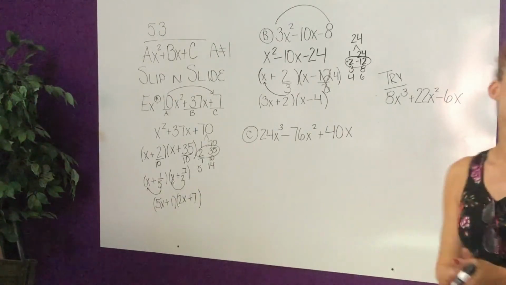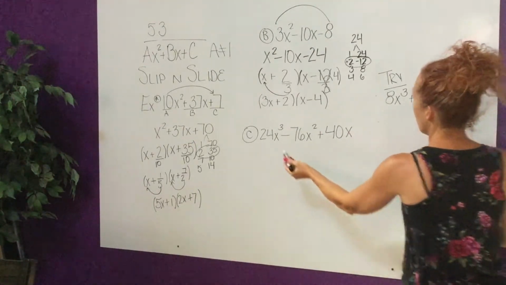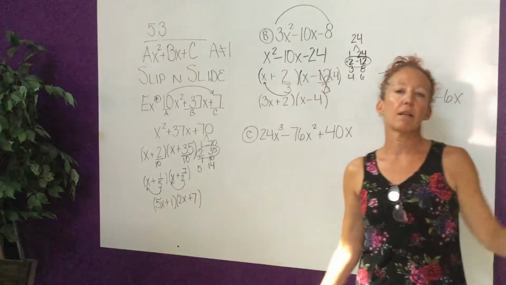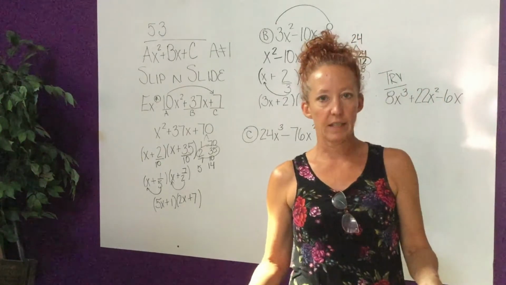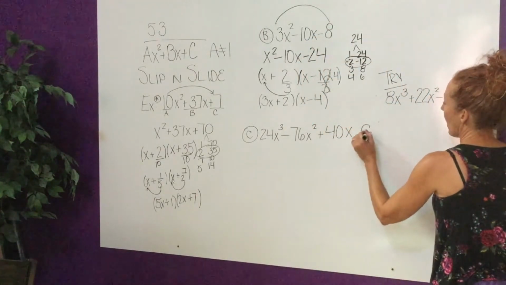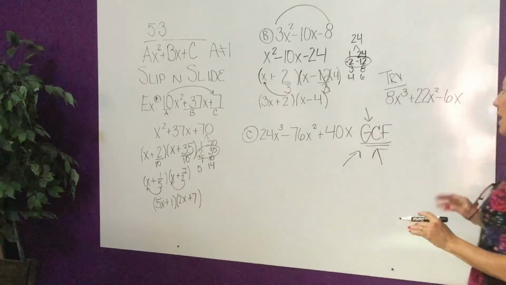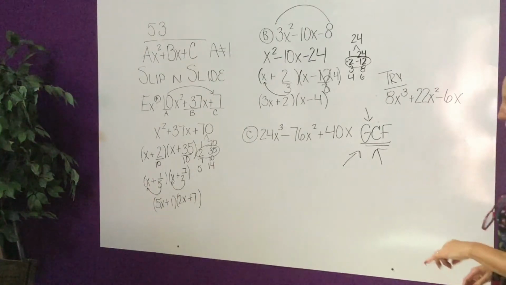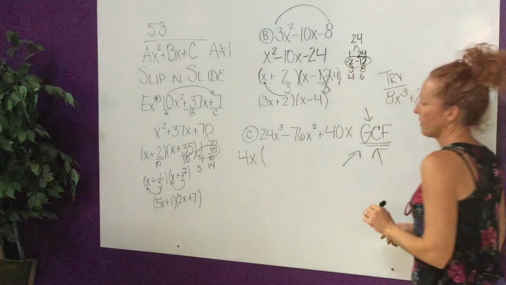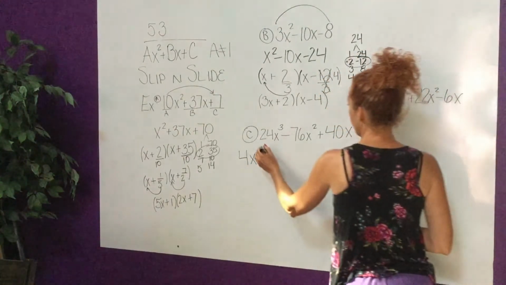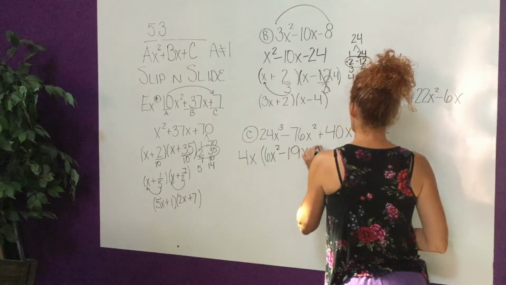All right, so this is the problem that teaches you to look for a GCF, because if you just dive right in and go 24 times 40, you're going to get this really huge number that you're going to have to start looking for factors, and it's not going to work out nicely. And so this has a GCF. What can I pull out of 24, 76, and 40? They're all divisible by 4, and they all have an x I can pull out front. So I'm going to have 6x squared minus 19x plus 10.